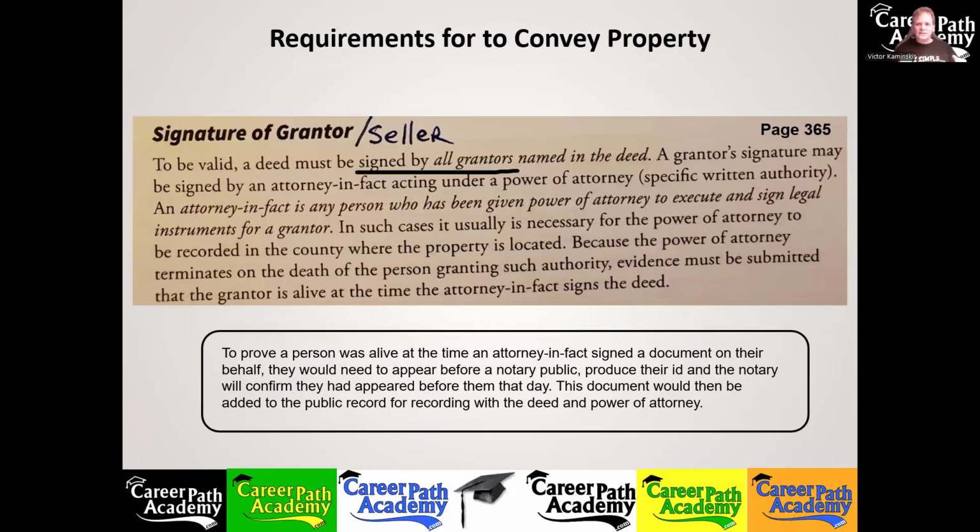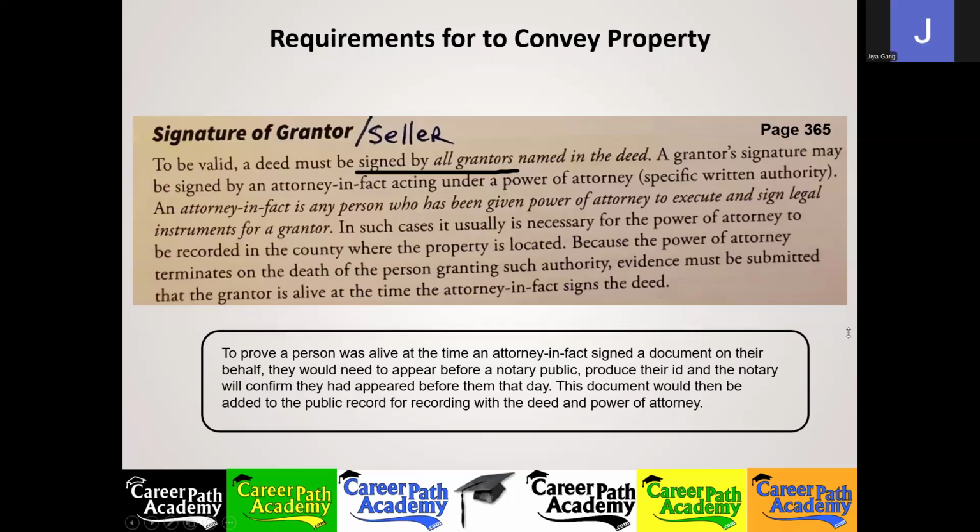Or did I lose you? Did you get it? Yeah. Okay, so that's all it is. It's just producing all the evidence, creating a paper trail. And we're going to record all those documents, the deed, the power of attorney, and that affidavit from the notary saying that I appeared before them, so therefore I was alive the day that you signed the documents that I gave you the authority to sign on my behalf.